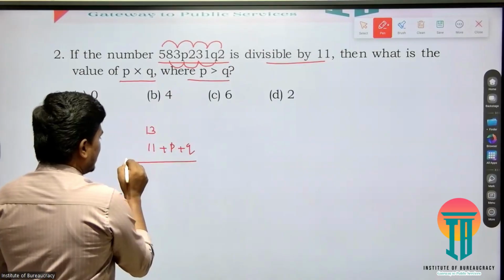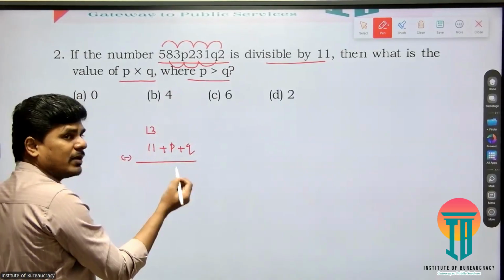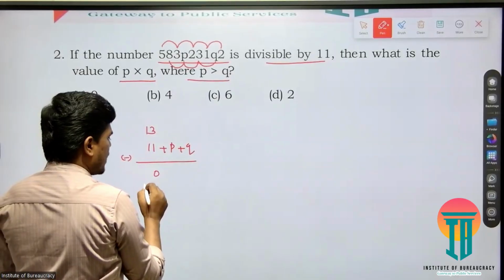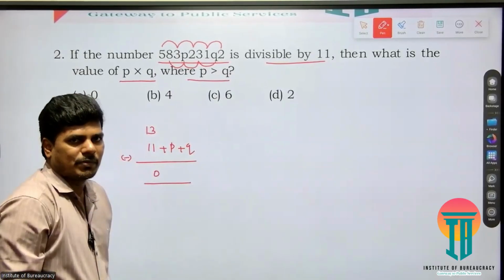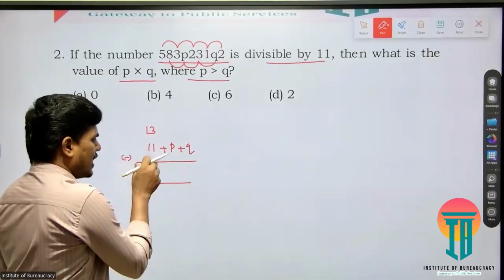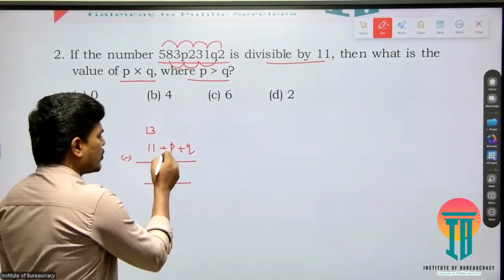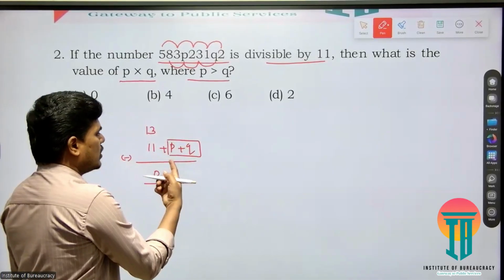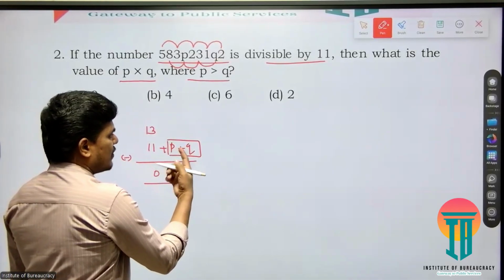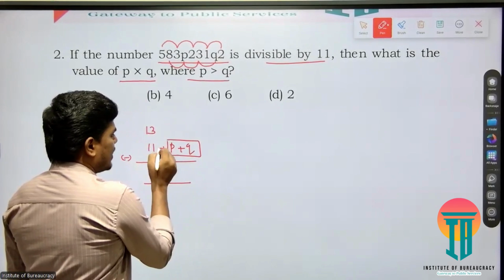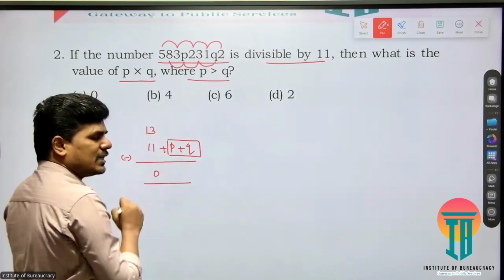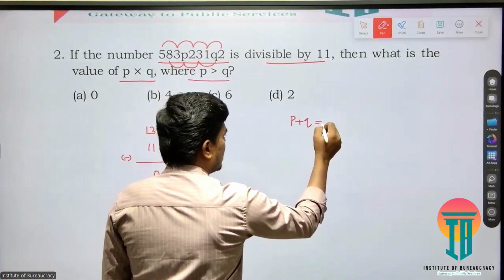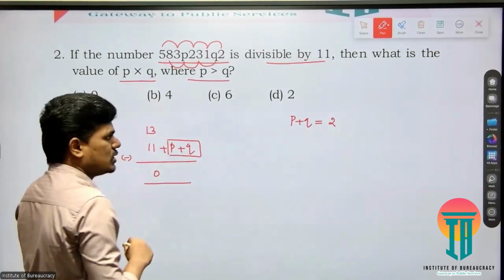Now, if I find the difference, what can it be? If it is divisible by 11, it can be 0 or it should be a multiple of 11. Suppose I want to get 0. So what is going to come in the place of P plus Q? If P plus Q is 2, 11 plus 2 is 13, and 13 minus 13 is going to be 0. So P plus Q being 2 gives you 0.